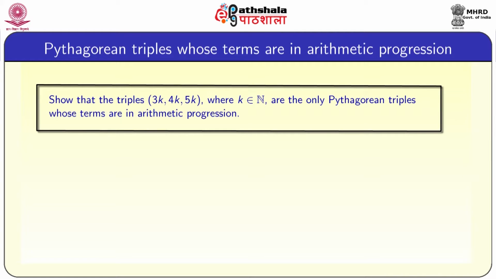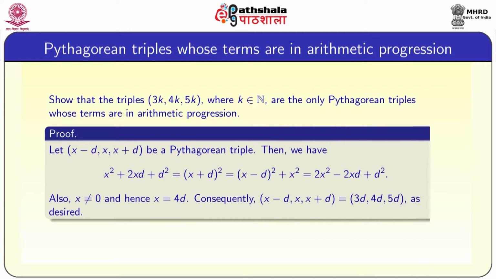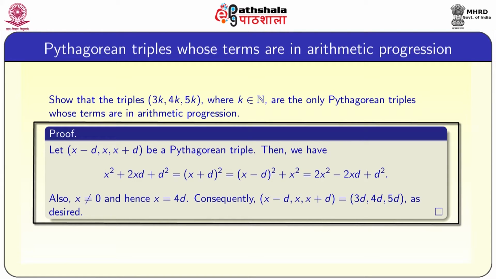Pythagoras triples whose terms are in arithmetic progression. Show that the triples 3k, 4k and 5k, where k belongs to N, are the only Pythagorean triples whose terms are in arithmetic progression. The proof is simple. Let us assume that x minus d, x, x plus d are in arithmetic progression and form a Pythagoras triple.